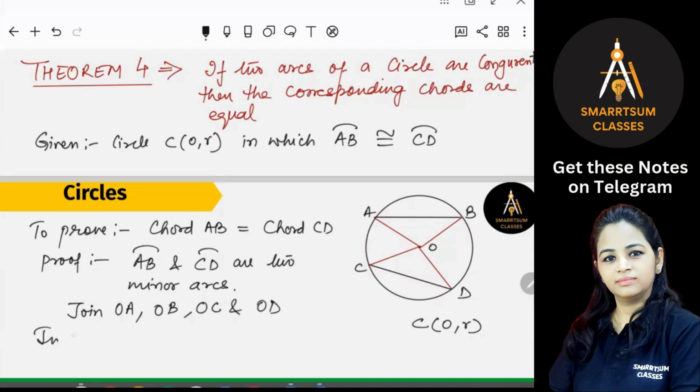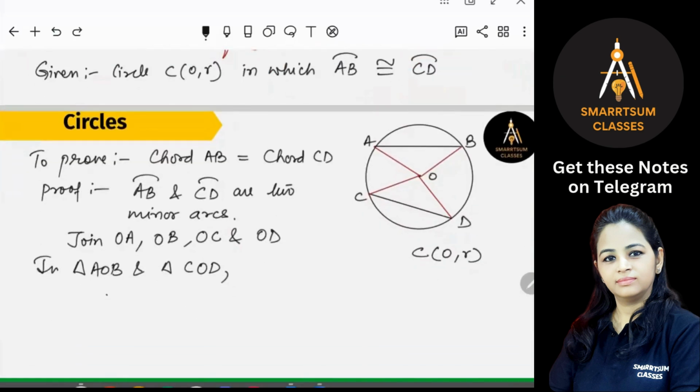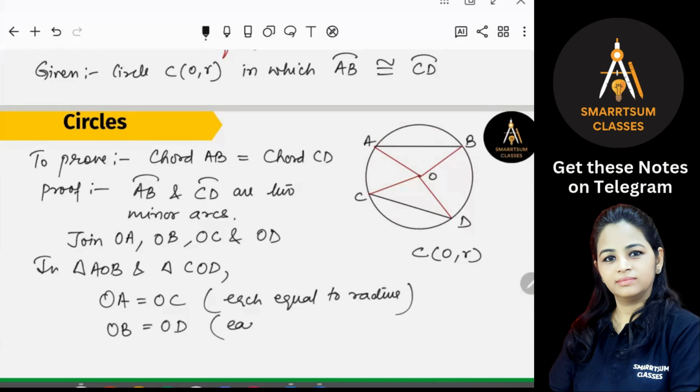Now look at these two triangles, triangle AOB and triangle COD. In these two triangles, what do we have? OA is equal to OC because both are radii, each equal to the radius. Is that clear? Similarly, OB and OD both are radii, so OB and OD are also equal, each equal to the radius of the circle.